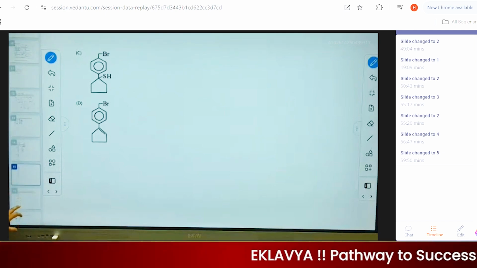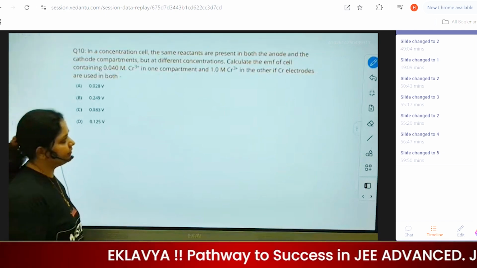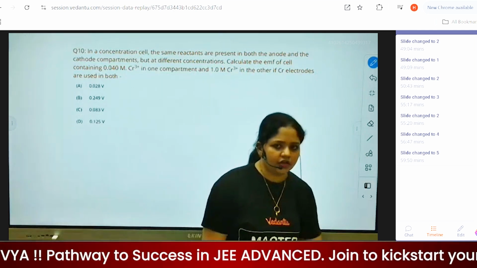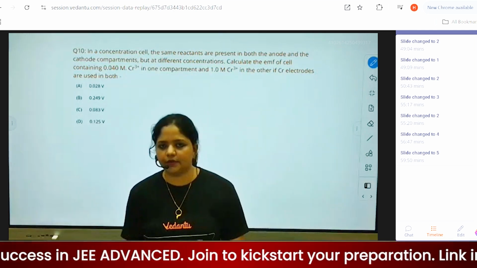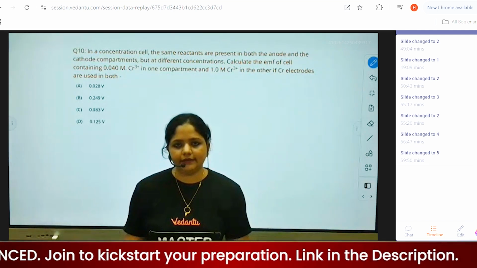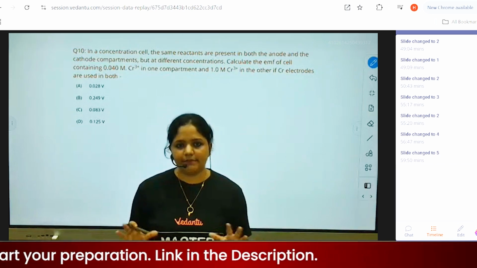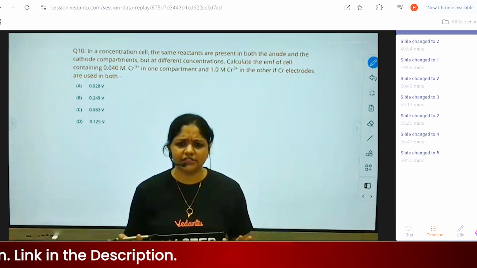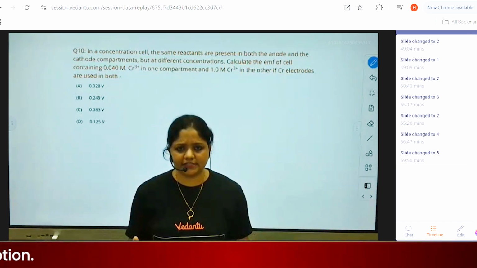Next, moving further. I have been given a concentration cell. A concentration cell is one wherein the anode and cathode are made of the same half cells, but the concentrations of the electrolytes differ.